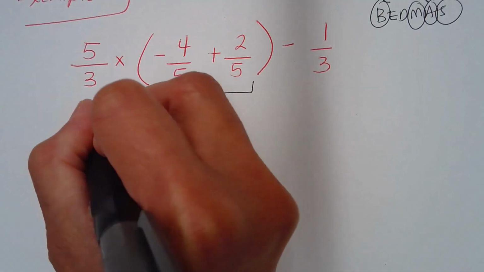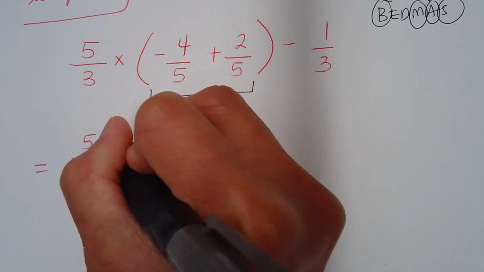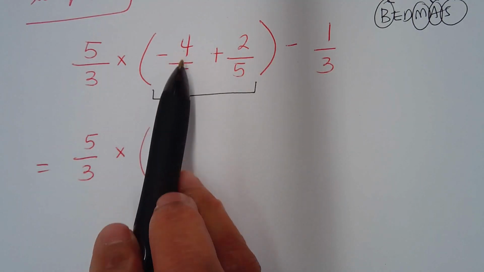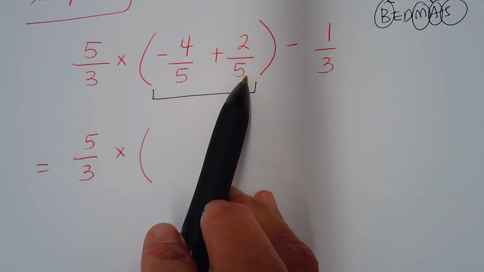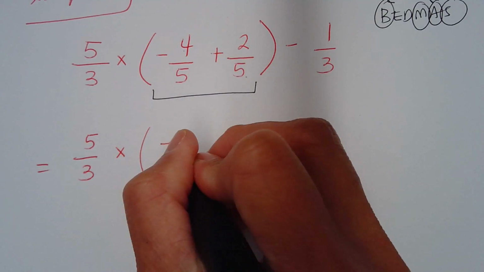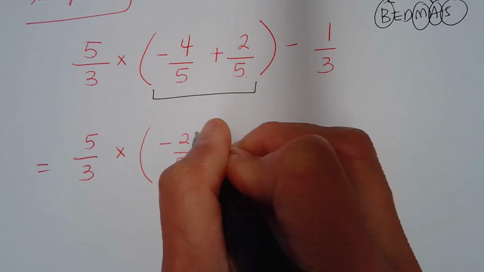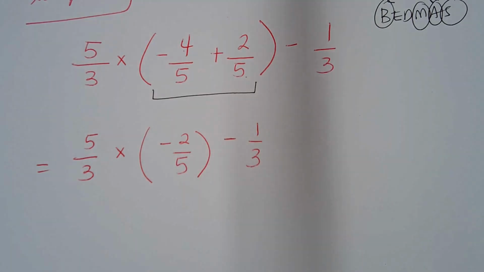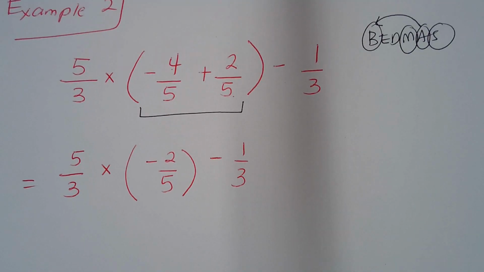So it's going to be 5/3 times, okay, what is this one? -4/5 plus 2/5 would be -2/5. Excellent. And then this one, I'm just going to recopy that. Okay, good. So it looks like I've gotten rid of the brackets and I've gotten rid of the addition. Right? So what are we going to do next?